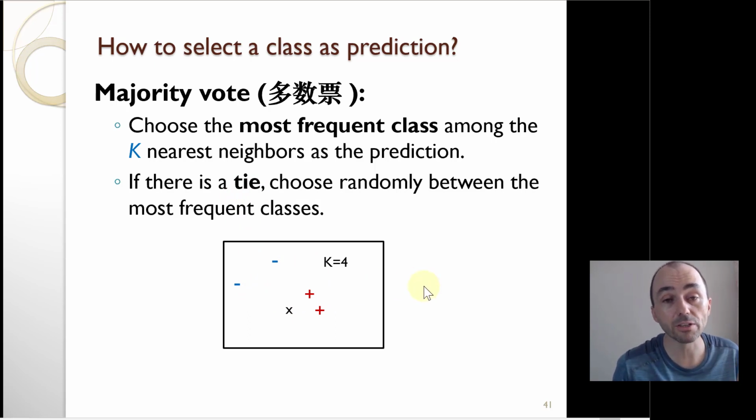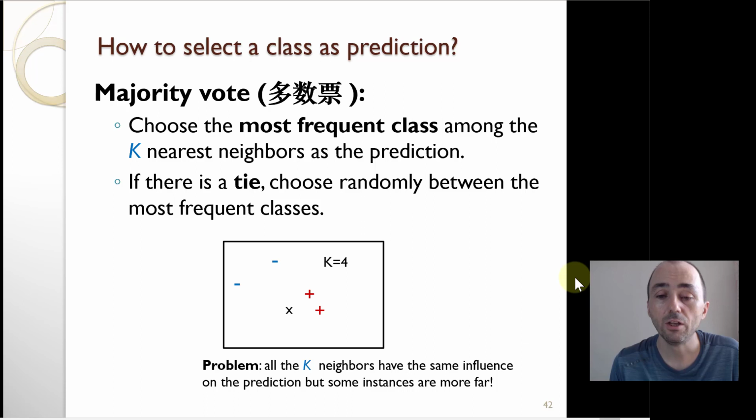So this is the basic way to do the prediction for KNN. But there is one problem with this. The problem is that all the k neighbors have the same influence on the prediction, but some of them are farther away. If you look carefully at this picture, the 2 plus are closer to x than the minus. So this is not really fair. Actually, if you choose k equal 4, of course there are 2 plus and 2 minus, it is a tie, but the plus are closer.